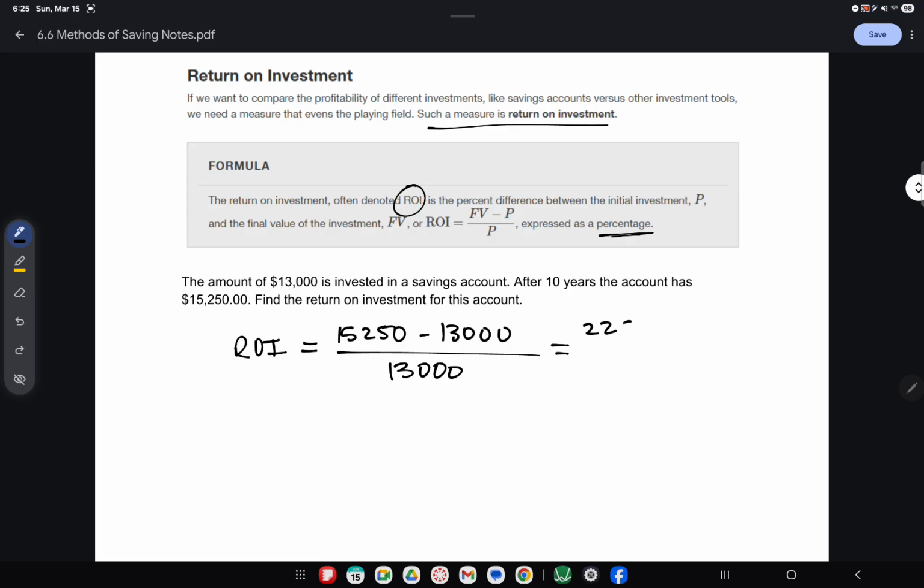So I get 2,250 out of 13,000, which gives me 0.173, and then it keeps going. I'm going to stop it at 3 decimals. It doesn't tell me where to stop, but I'm just going to 3, which is about 17.3%. I'm going to turn that back into a percent there. All right.